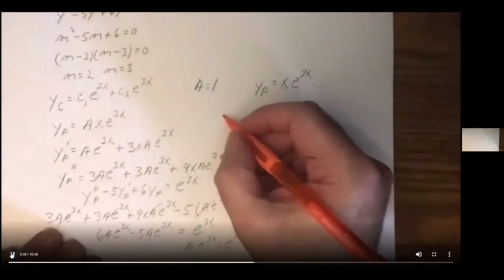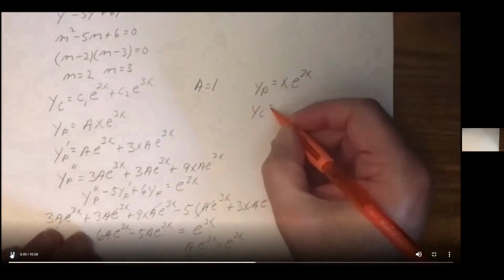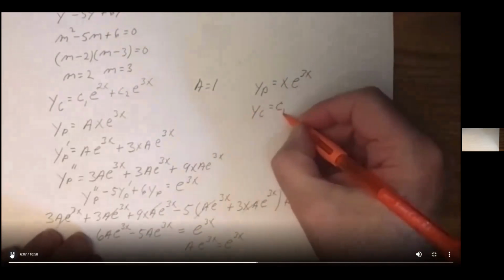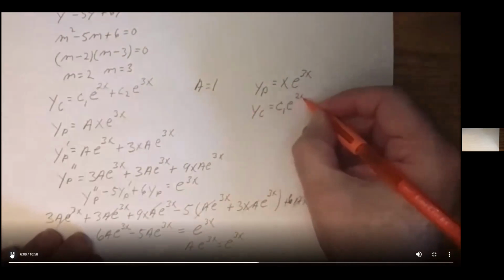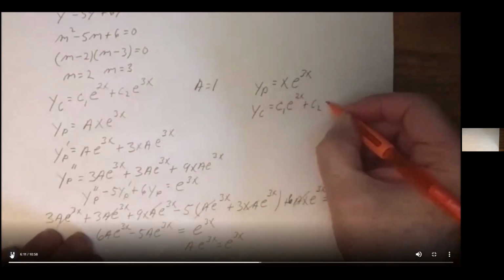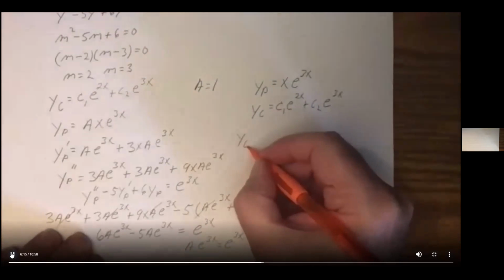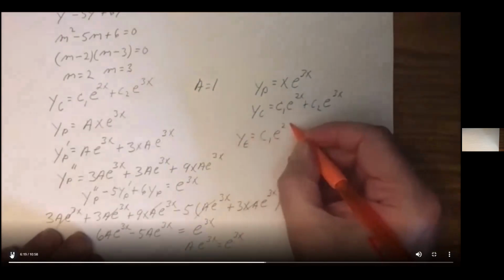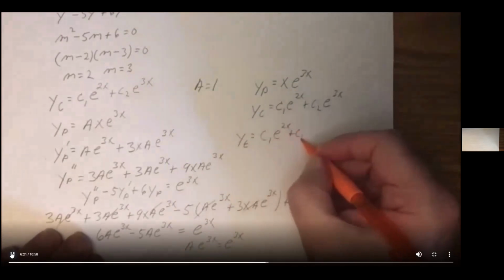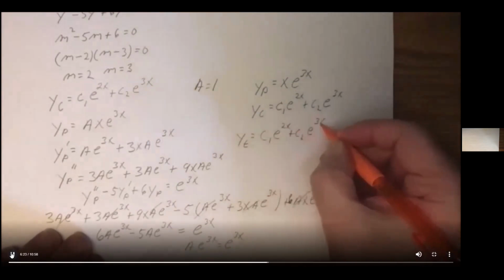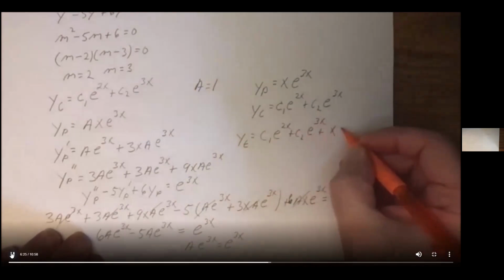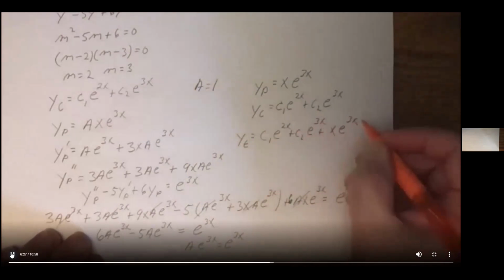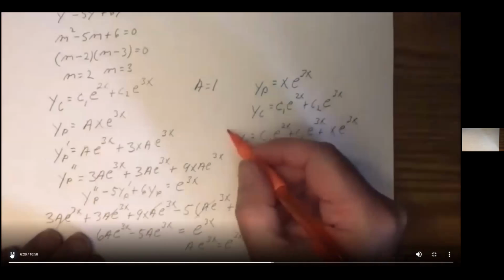And my complementary solution is equal to c1 e to the 2x plus c2 e to the 3x. So my total solution is c1 e to the 2x plus c2 e to the 3x plus x e to the 3x. Okay, so that's my total solution.